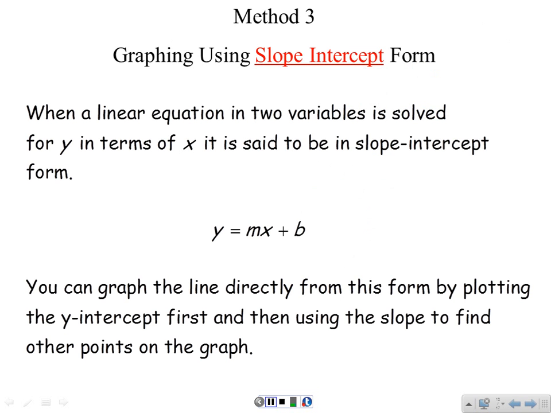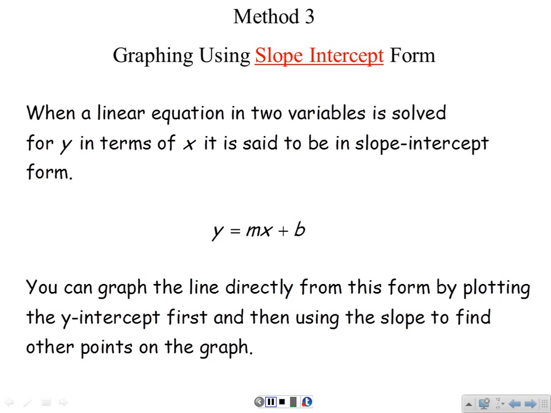Okay, so the last thing we're going to do is graph using slope-intercept form. They save the best for last because slope-intercept form is the easiest thing to graph. When a linear equation in two variables is solved for y, y is by itself in terms of x, it is said to be in slope-intercept form. Y equals mx plus b.